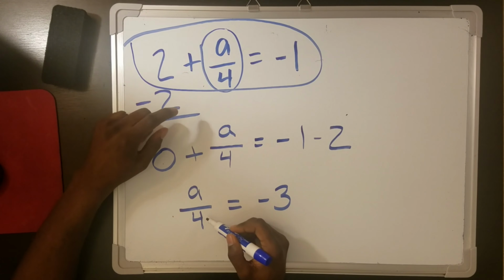Another way of writing this is A multiplied by 1 over 4 equals -3. So how do we get rid of this 1 over 4? You might remember earlier we looked at this 2 and we subtracted 2 from it. That was using identities. The additive identity. Whenever we add 0, we get itself, right?